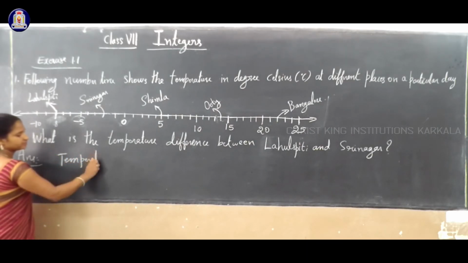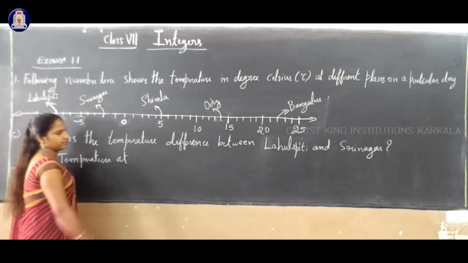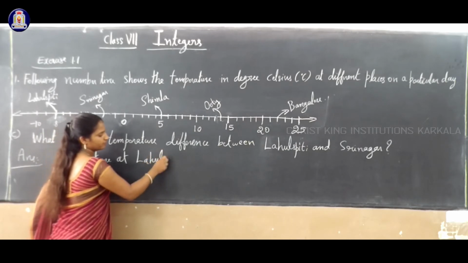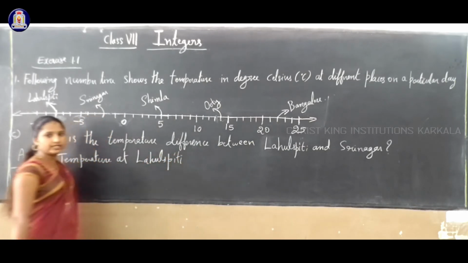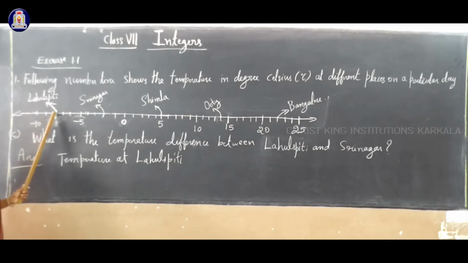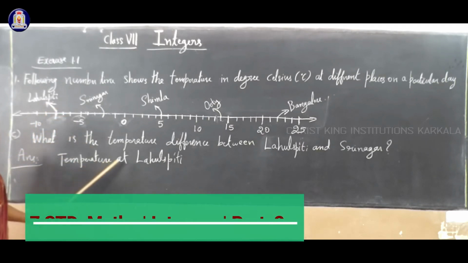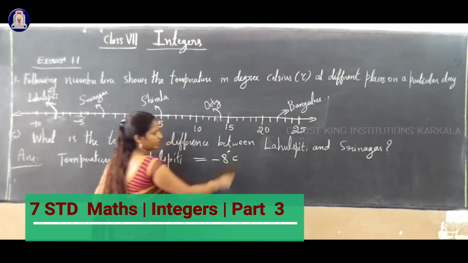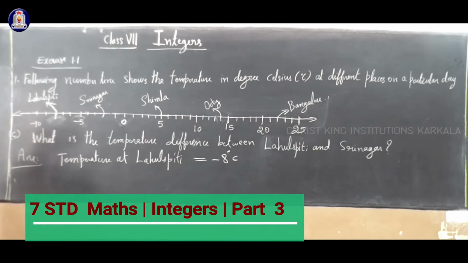So now first write the temperature at Lahaul Spiti. What is the temperature at Lahaul Spiti? You have to see the number line. See the number line, Lahaul Spiti is marked here: -5, -6, -7, next is -8 degree Celsius. Correct? So Lahaul Spiti is marked on -8 degree Celsius, right? Now you can write: temperature at Lahaul Spiti is -8 degree Celsius.